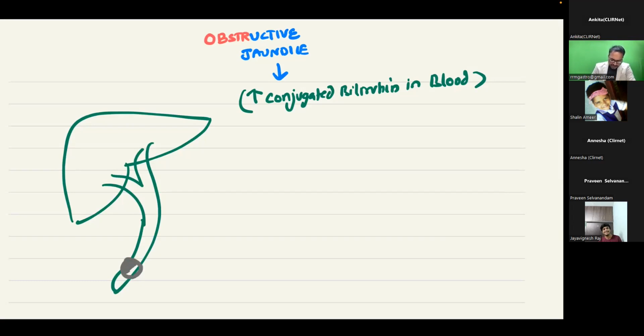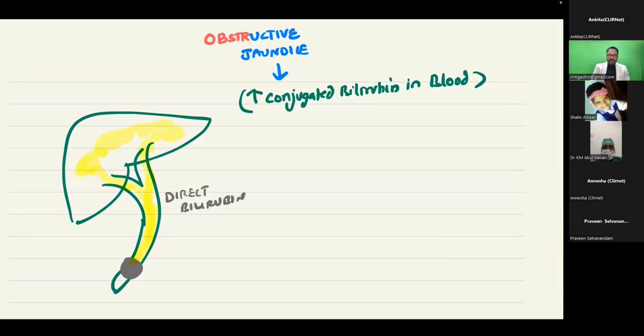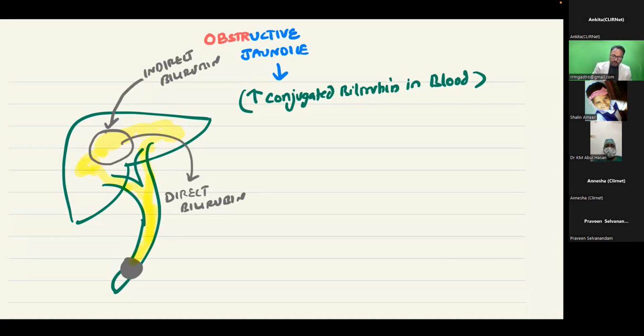For example, there is a cancer here. The liver produces the bile, and that bile is going to come out in the bile duct, carrying the conjugated bilirubin, also known as direct bilirubin. I hope you all know the biochemistry. Indirect bilirubin is produced from the hemolysis of RBCs. It is carried to the liver and converted in the liver to direct bilirubin, or conjugated bilirubin, by UDP glucuronosyltransferase. This is the normal biochemistry you'll know.